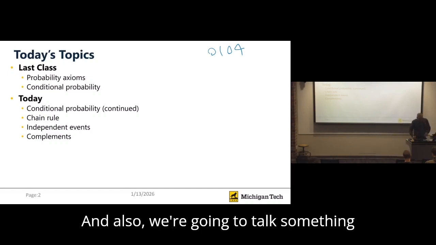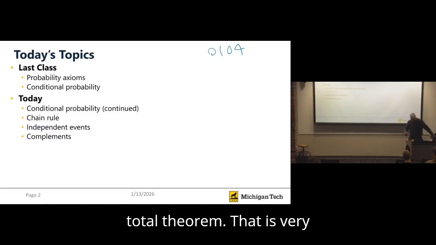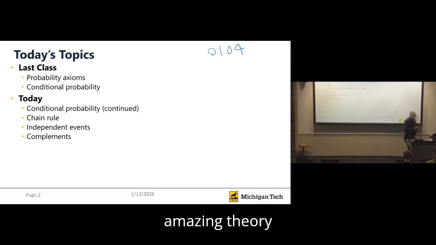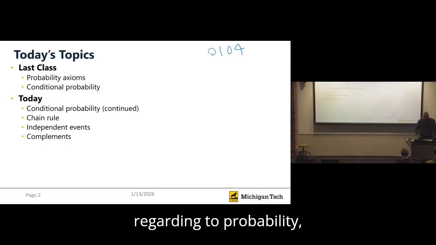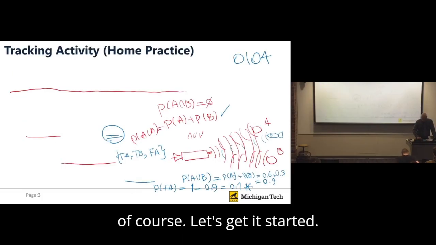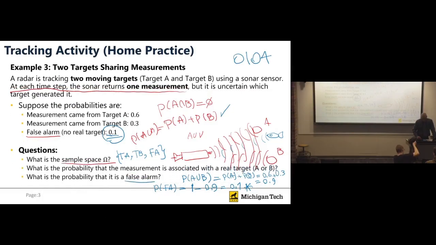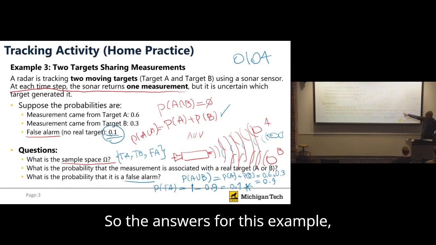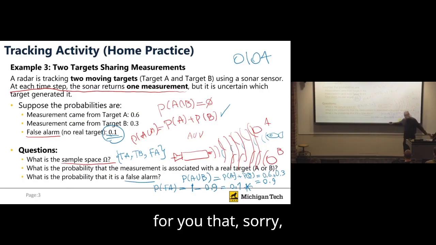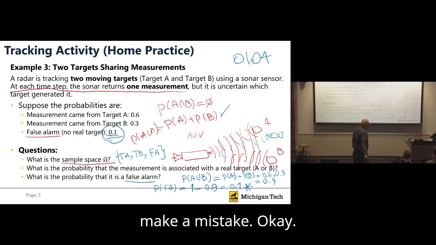And also, we're going to talk about something else if we get a chance, that is called the total probability theorem. That is a very amazing theorem regarding probability, of course. Let's get started. We already talked about this example. So the answers for this example are here. I don't want you to make mistakes.